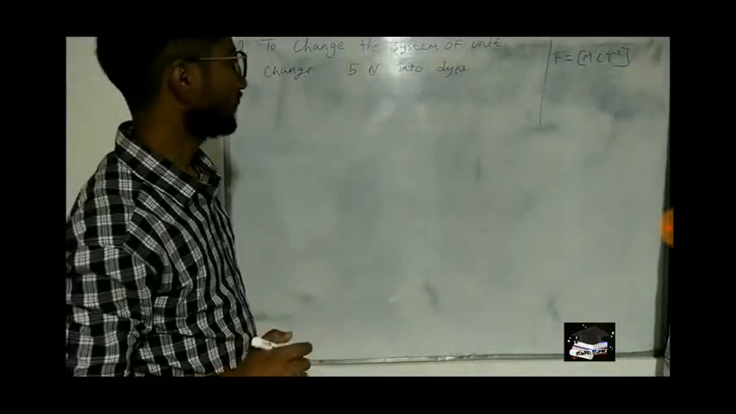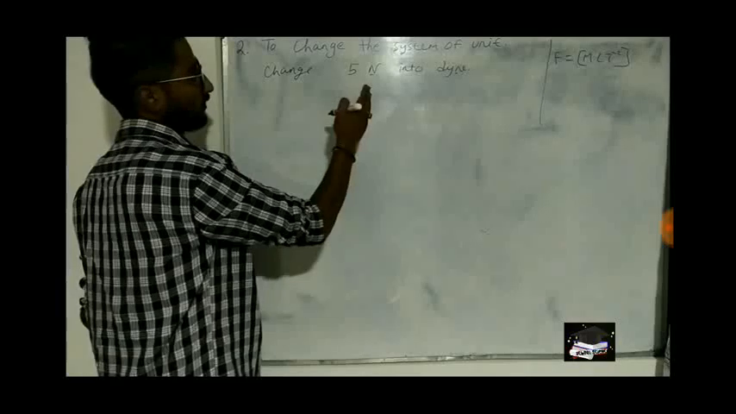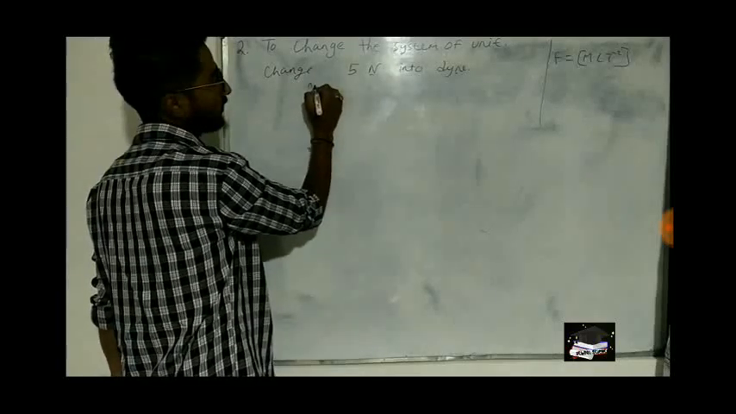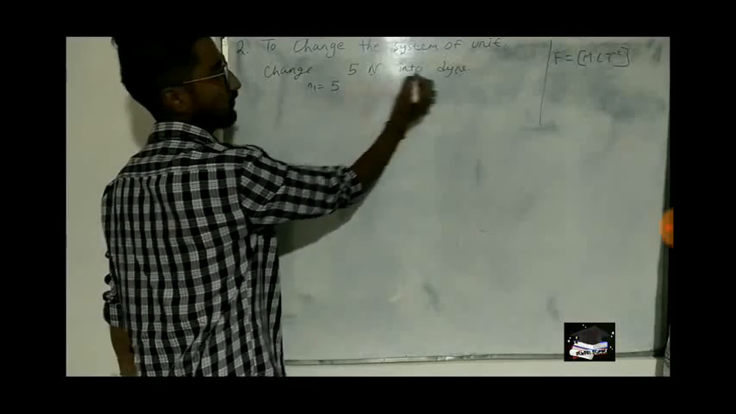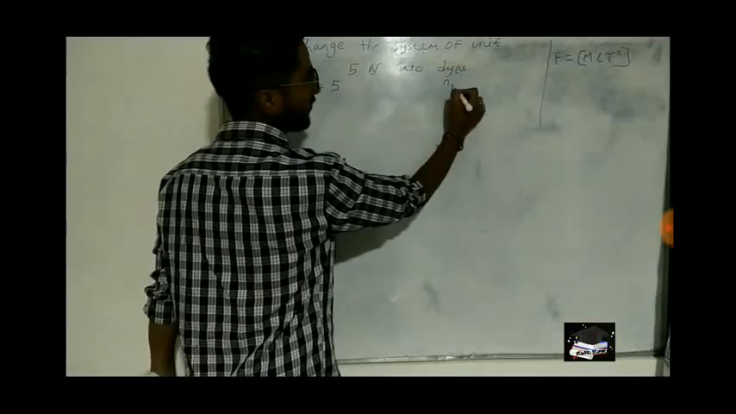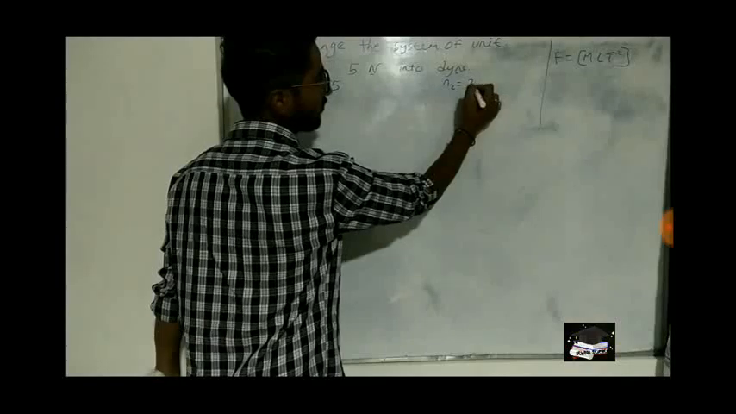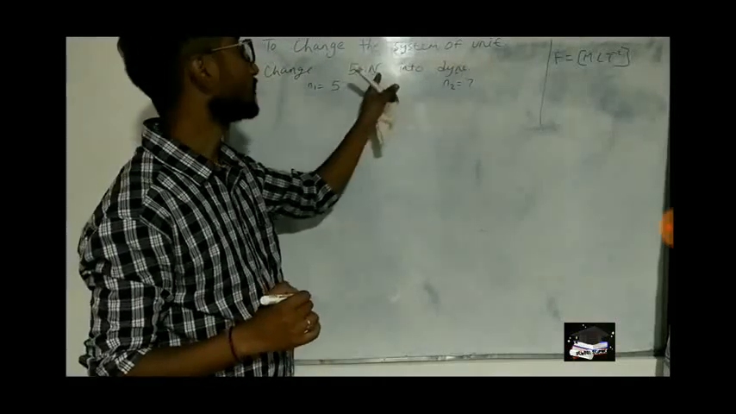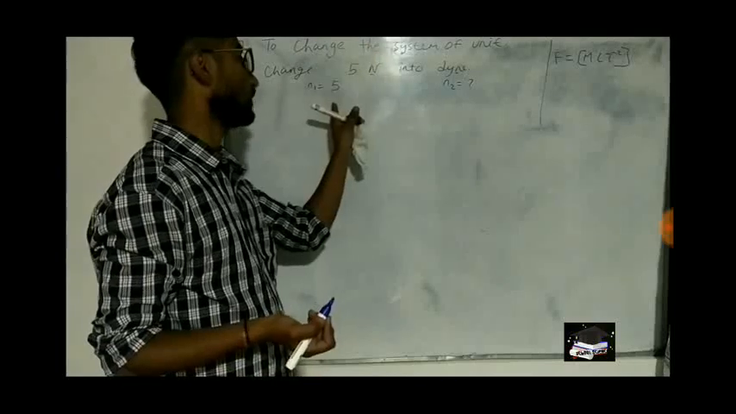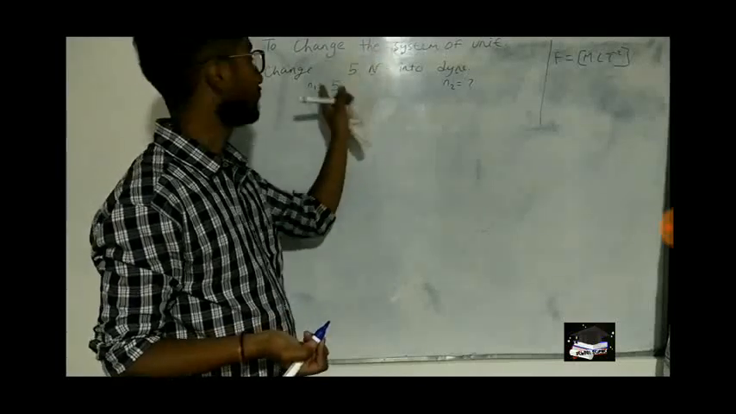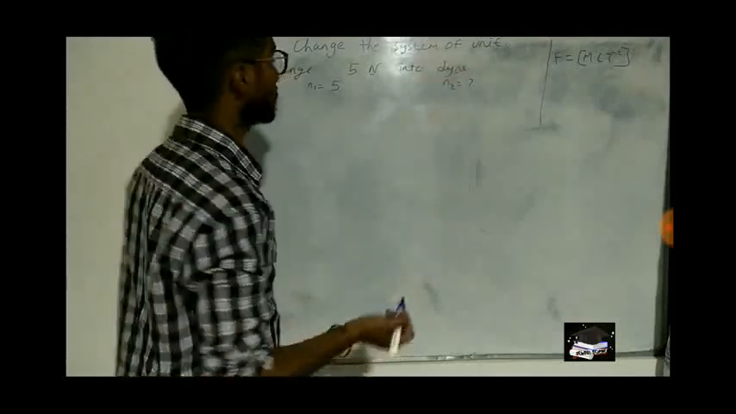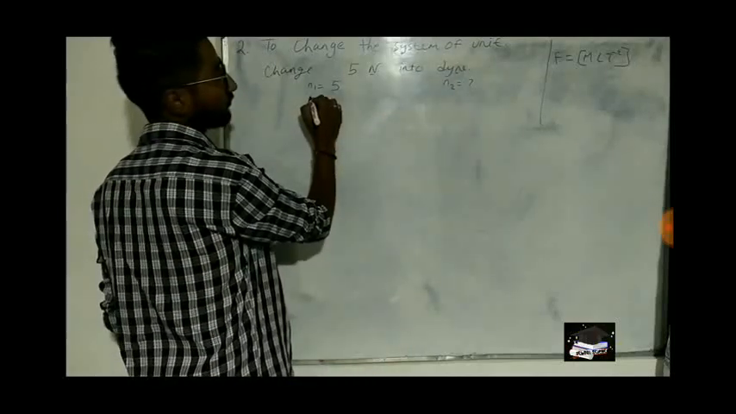Okay. Now for Newton side, n1 equals 5. For dyne side, n2 equals, we don't know. How many dynes we have to find out. How many Newton? 5. Okay. The value of Newton we know, 5. How many dyne? We don't know. That's why n2.